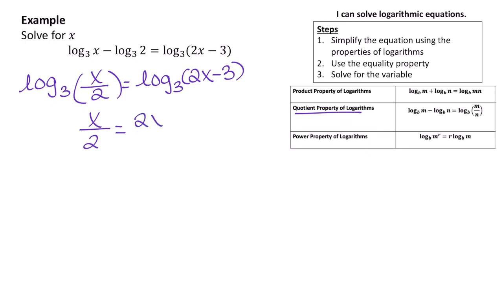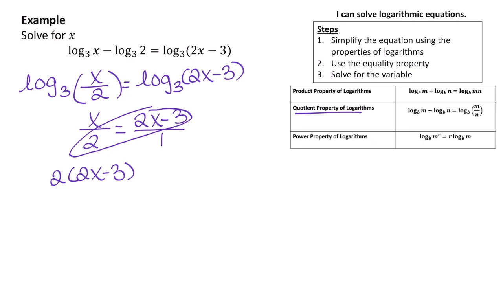equals 2x minus 3. Okay, so since I have a fraction and some variables and I'm trying to solve, I'm going to make the right side a fraction also, and then I'm going to crisscross multiply. On the left side, I have 2 times 2x minus 3, and on the right side, I have x times 1. So I just have x over here. On the left side, I'm going to distribute 2. So I have 2 times 2x, which is 4x, minus 2 times 3, which is 6, and that equals x.